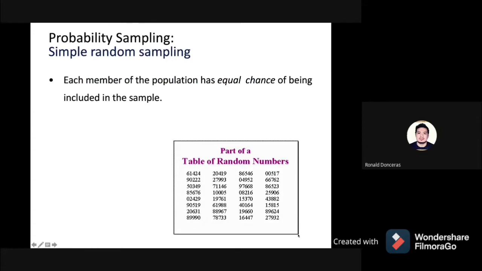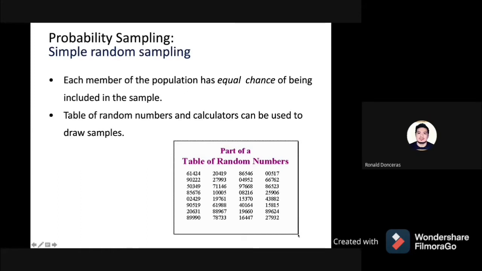Or ano ba itong simple random sampling? So dito, each member of the population has equal chance of being included in the sample, as mentioned earlier. Table of random numbers and calculators can be used to draw samples. Or you might initiate other means, like for example, using technology to make it easier for you to do the sampling. Okay? So meron naman din mga available technology online that with respect to simple random sampling na pwede natin gamitin, okay, para mas madali natin siyang makuha yung sample natin.